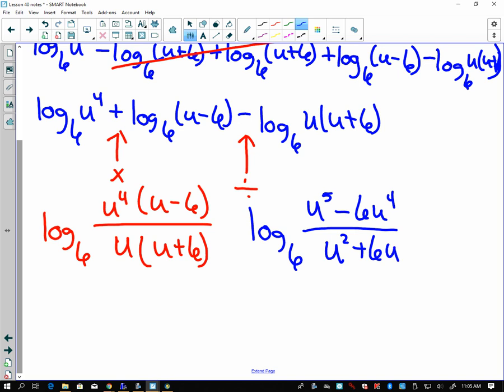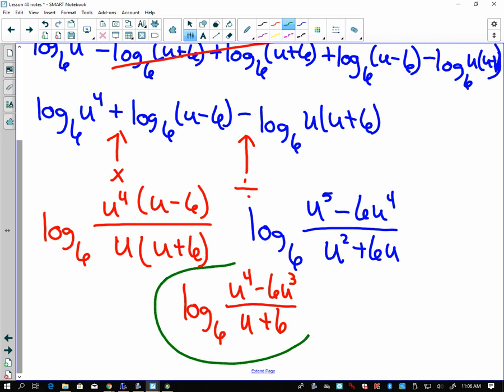All right, finally, we want to look at what can factor out of all of it. What can I take out of every single term? 1u, right? So my final answer should be log base 6 of u to the fourth minus 6u to the third over u plus 6, all over u. Okay, this is my answer.